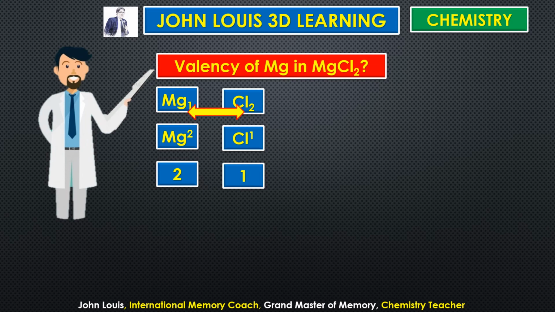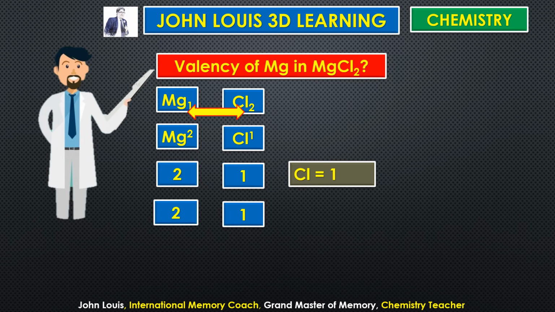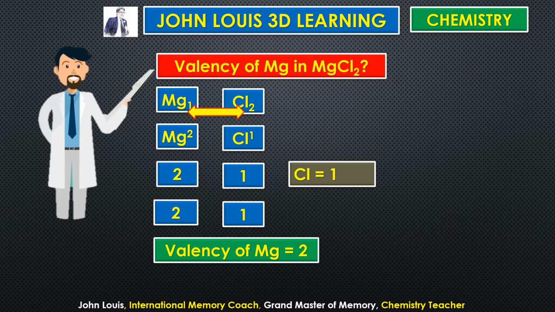Here chlorine is the reference valency. What is the valency of chlorine? 1. Already there is only 1 chlorine. Therefore you take the same number for magnesium as its valency. So here chlorine is 1, therefore it's 2. Therefore the valency of magnesium is 2. Okay, super simple, isn't it?